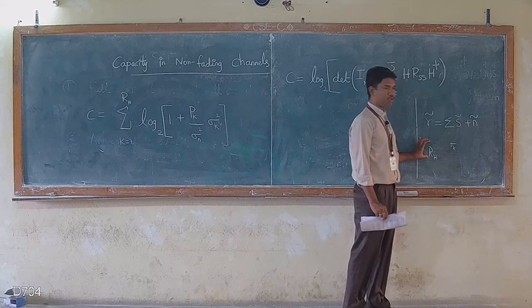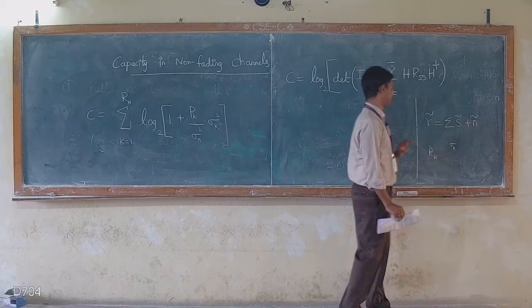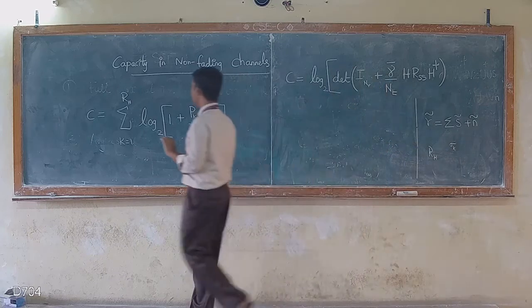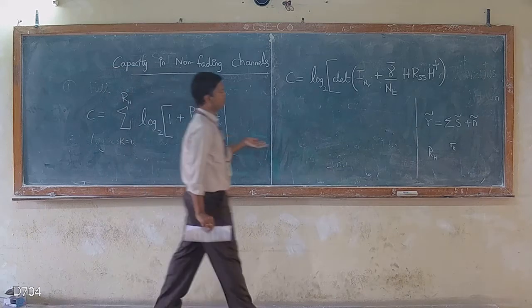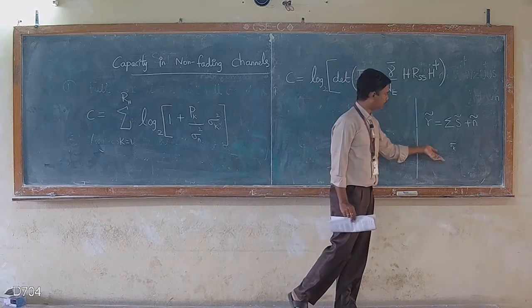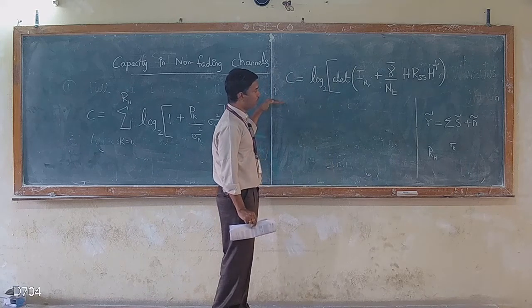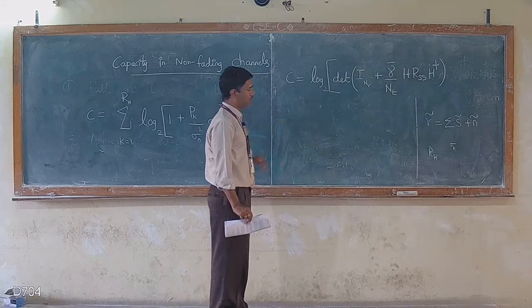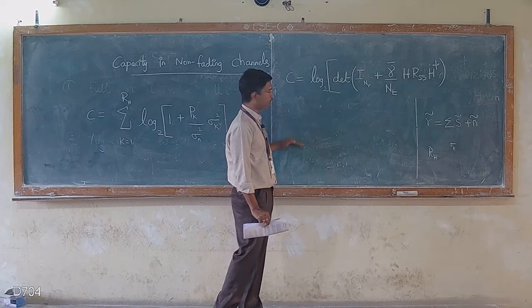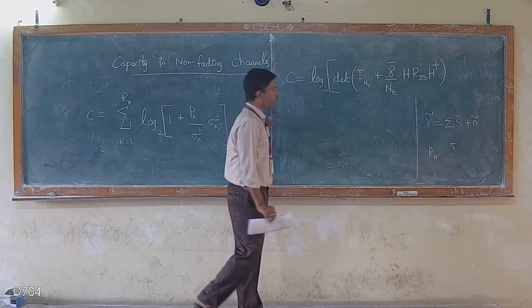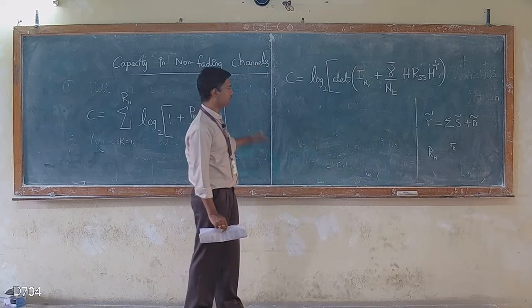So RH tells you the number of non-zero singular values, and if all the numbers are non-zero, it means each non-zero value corresponds to one channel. So you have several parallel channels. All the channels are parallel. So the non-zero elements correspond to eigen modes or parallel channels.